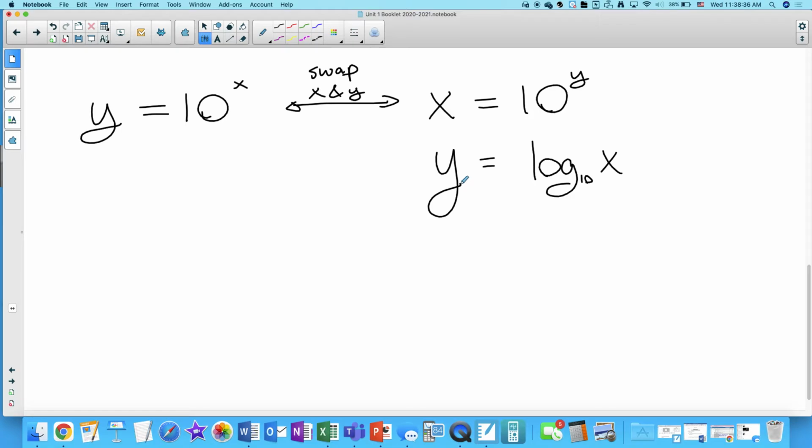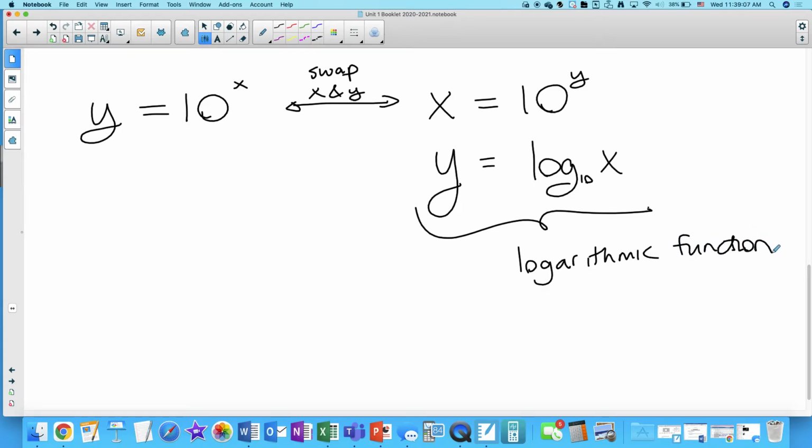So this is called a logarithmic function. And a logarithmic function is related to the exponential function by swapping the two variables. We essentially swap x and y, write it in logarithmic form, and there's your logarithmic function. Okay? So in terms of what does it look like?